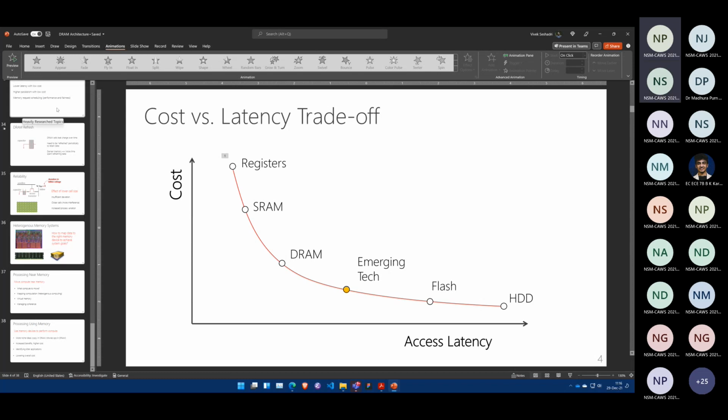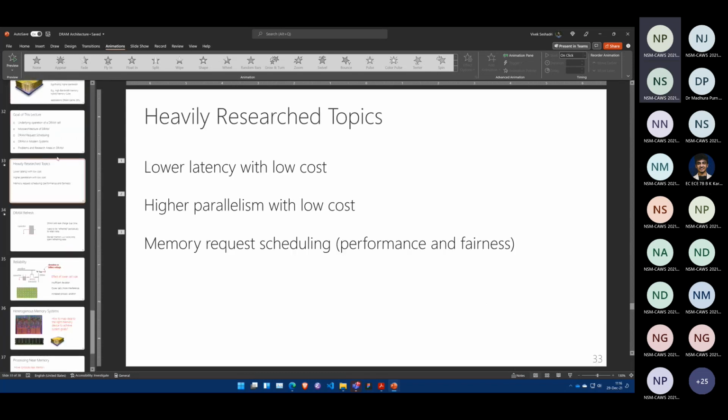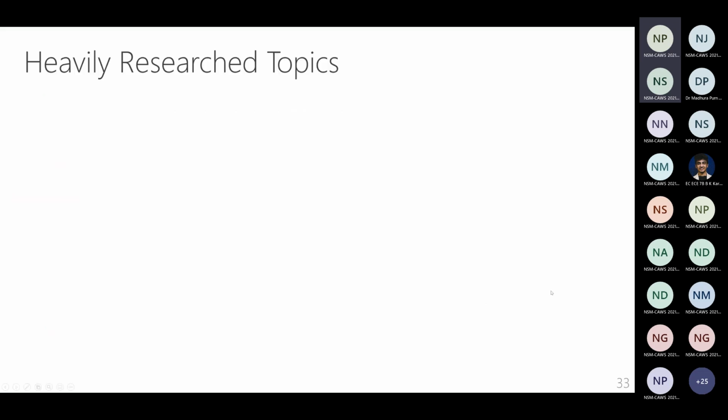Right. Okay, so let me actually go through this last part very quickly. Some heavily researched topics. How do we get lower latency with low cost? I think this is a holy grail problem in DRAM. And it could possibly become a heavily scaled problem in any other memory technology that replaces DRAM as well.